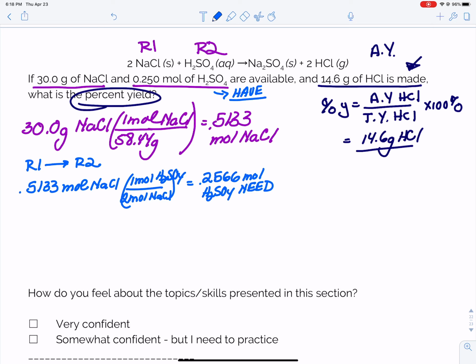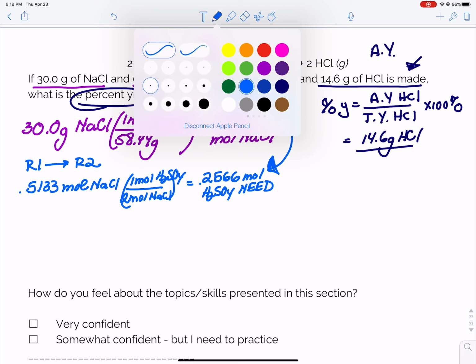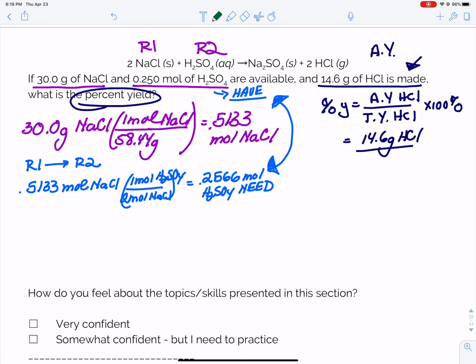So the question is, can I use up all my NaCl? And the answer to that question is no, you can't, because I do not have that much sulfuric acid. In order to use up all 30 grams of my NaCl, I would need to have 0.256 moles of acid, and I don't. So my limiting reactant here is that sulfuric acid. So 0.250 moles of H2SO4.